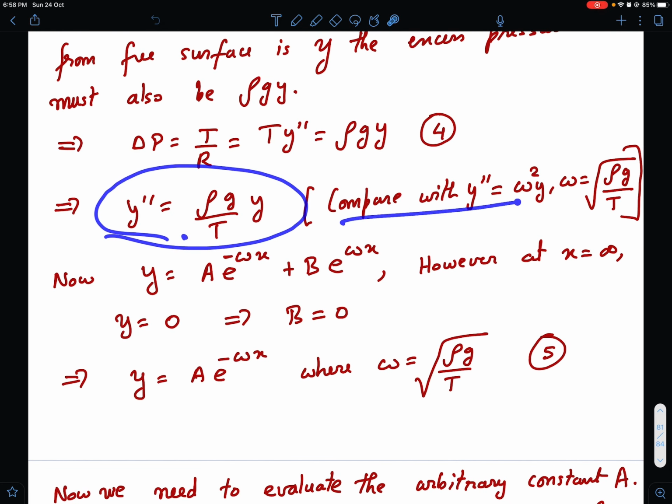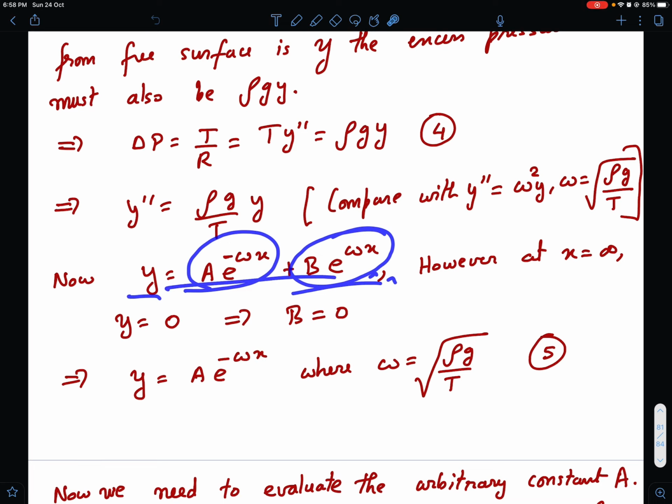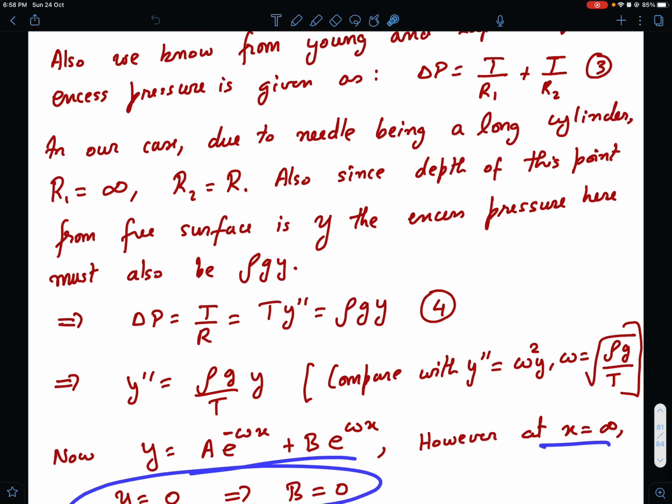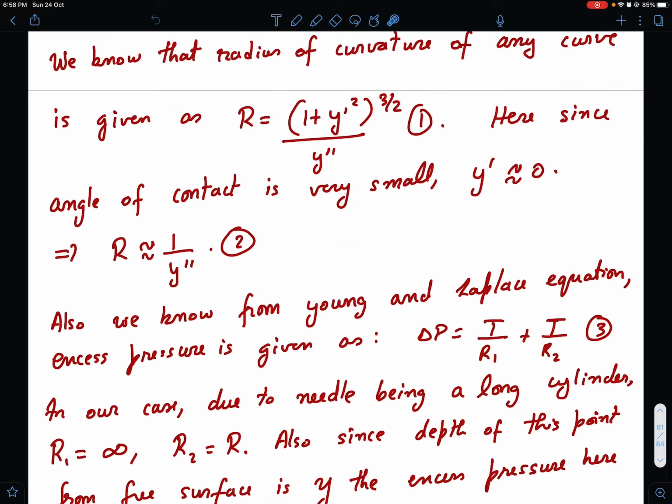So this is the differential equation, right? Compare it with y double dash is equal to omega square y, where omega is root of rho g by T, so square root of this, right? So the solution is a e to the power minus omega x plus b e to the power omega x, where a and b are arbitrary constants. However, I also know that at x equal to infinity, y is 0. Why? See, I have taken the origin at the level of infinity, right? So this is the level of infinity, and at infinity therefore y is 0.